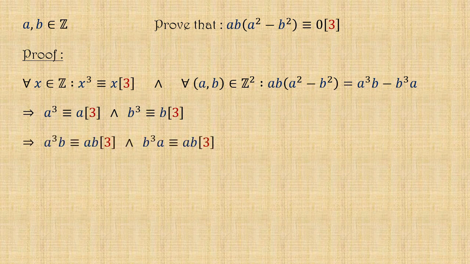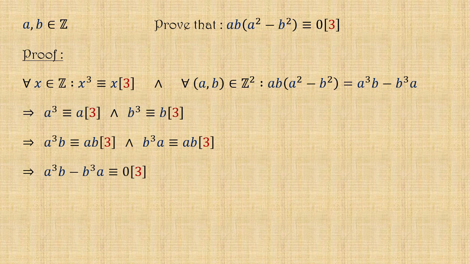This means that a to the power of 3 multiplied by b is congruent to a multiplied by b modulo 3, and b to the power of 3 multiplied by a is congruent to a multiplied by b modulo 3. Which means that a to the power of 3 multiplied by b minus b to the power of 3 multiplied by a is congruent to 0 modulo 3.